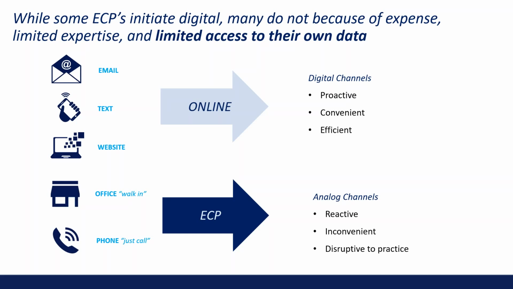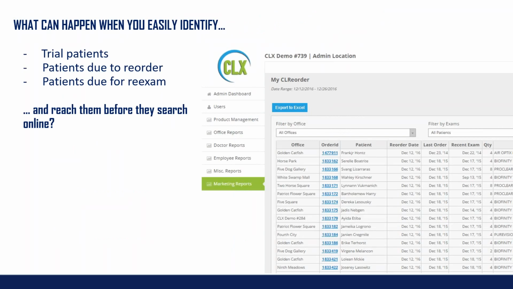So just to recap here, they're focusing on email, on text, on websites. Some of them are infiltrating into the office, but primarily the ECPs are controlling that space. Unfortunately, those methods of having the patient only walk into the office or pick up the phone are more reactive, they're less convenient, and really they're disruptive to the practice. But what if they could really easily identify the patients that are due to reorder before those patients are even thinking about going online?